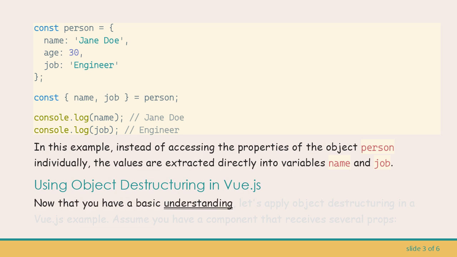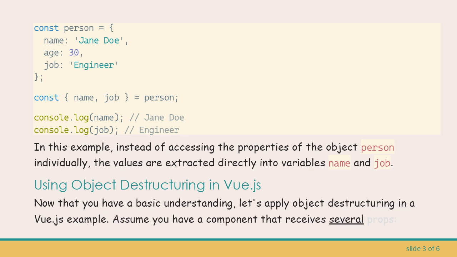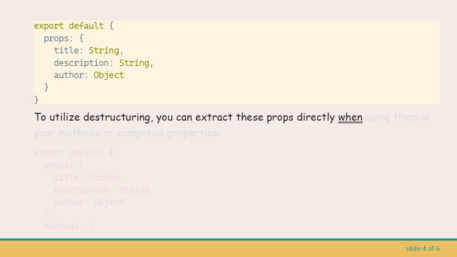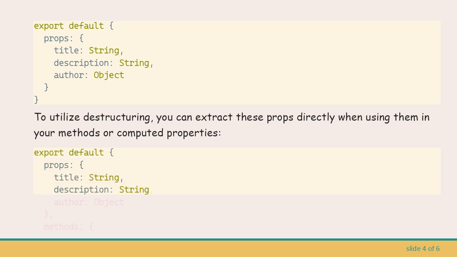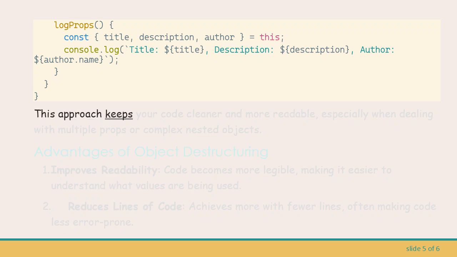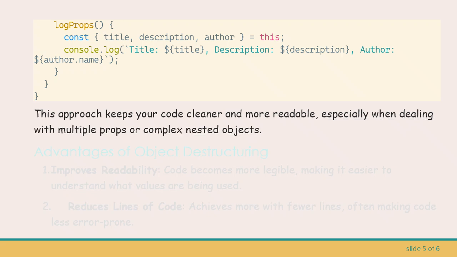Using object destructuring in Vue.js. Now that you have a basic understanding, let's apply object destructuring in a Vue.js example. Assume you have a component that receives several props. To utilize destructuring, you can extract these props directly when using them in your methods or computed properties. This approach keeps your code cleaner and more readable, especially when dealing with multiple props or complex nested objects.